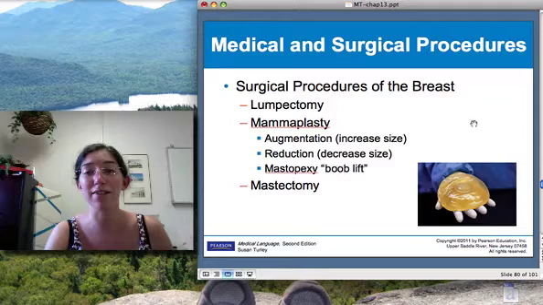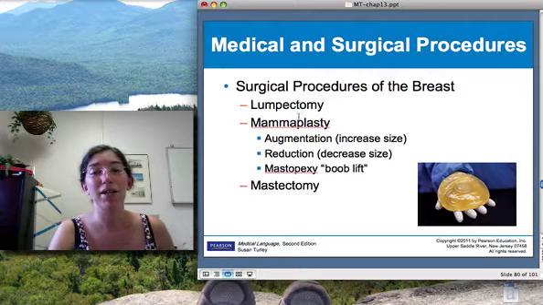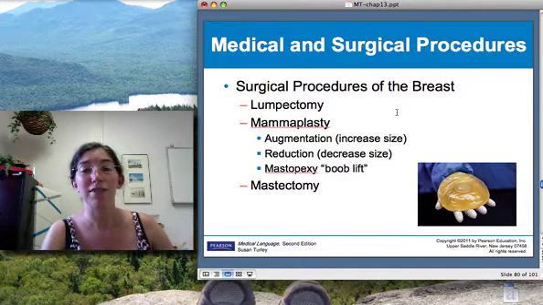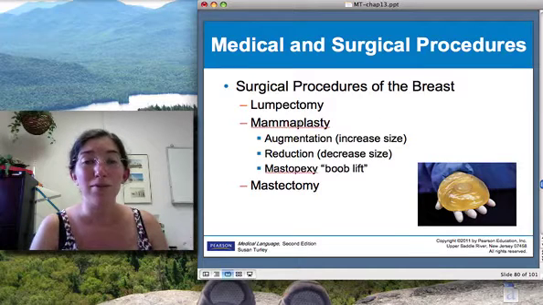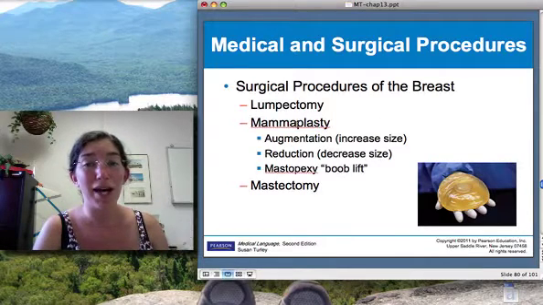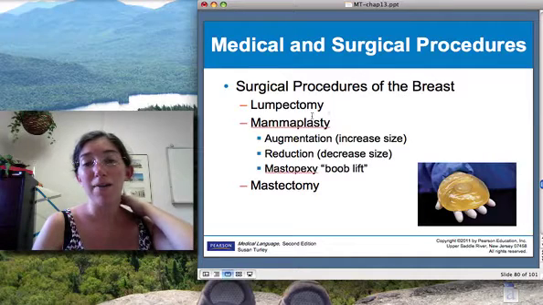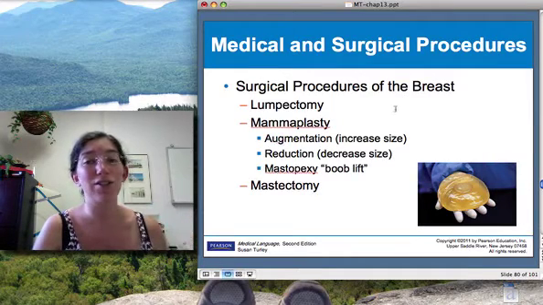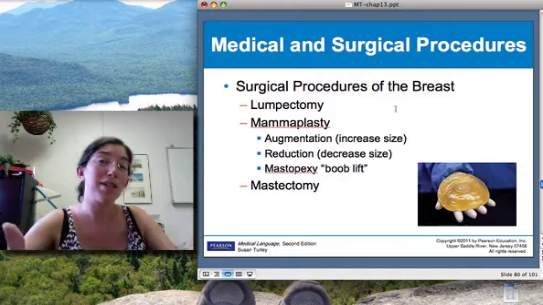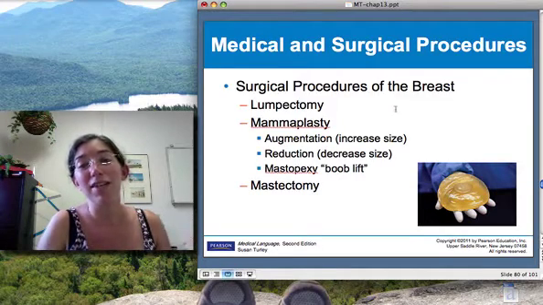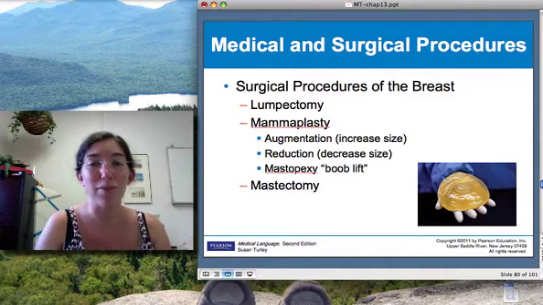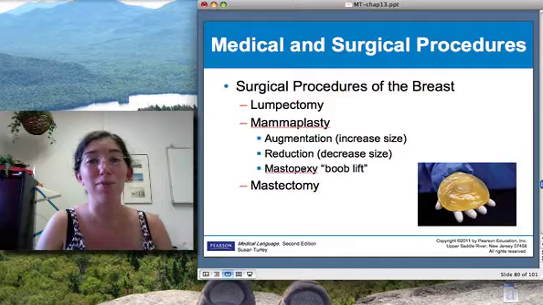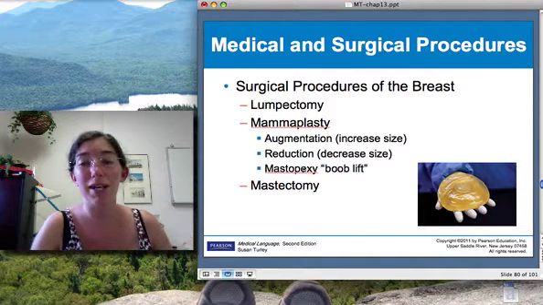Surgical procedures of the breast. A lumpectomy is the removal of a lump or a tumor or a cyst in the breast tissue. Mammoplasty is any type of breast reshaping surgery. All right, plasty, reshaping. So there's breast augmentation, which is to augment, to supplement, increase in size. There's breast reduction, to decrease in size. And then there's a mastopexy, which is the fancy term for a boob lift, to fix the breasts in place.